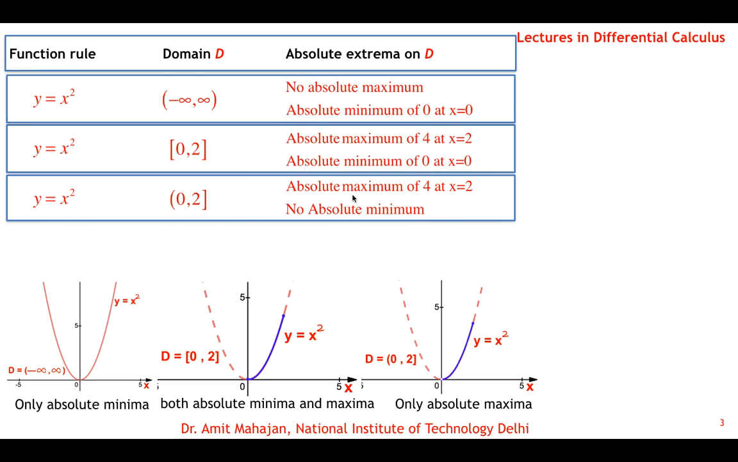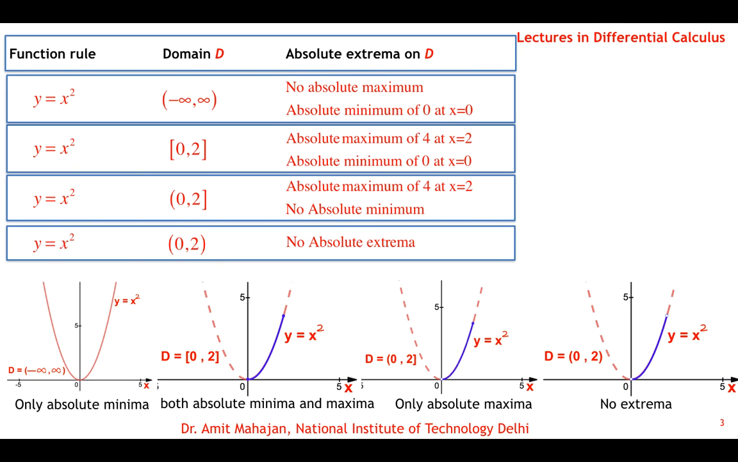No minimum. And similarly, say I again define this same function but with both ends open. So the domain is the open interval 0 to 2. So now y is equal to x square is not defined at x is equal to 2, and it is not defined at x is equal to 0.